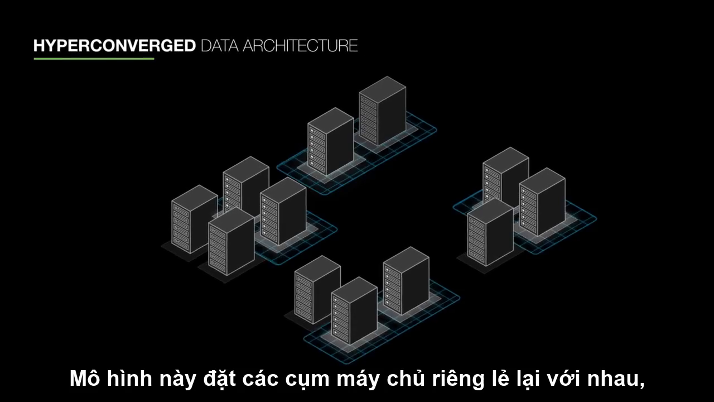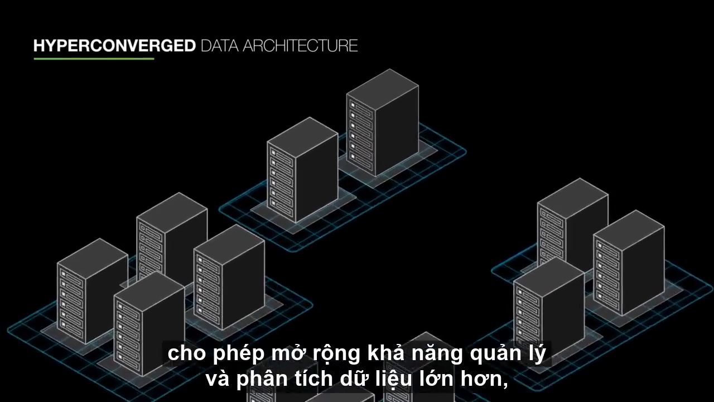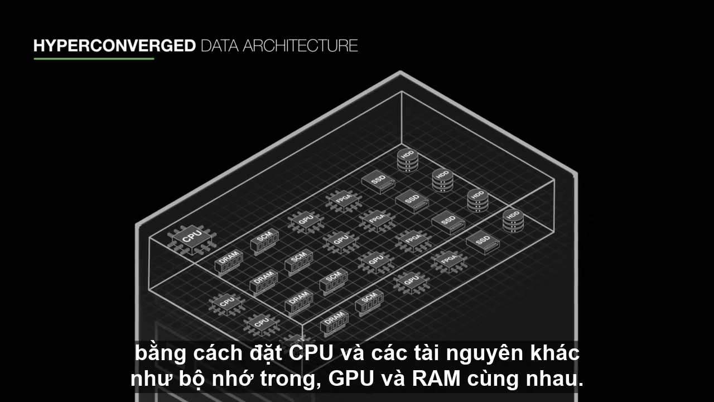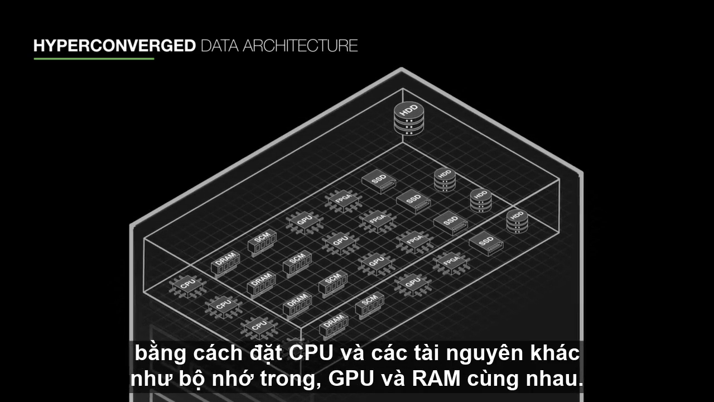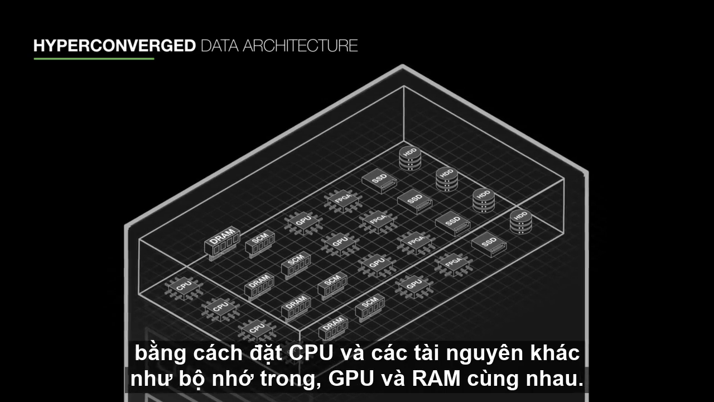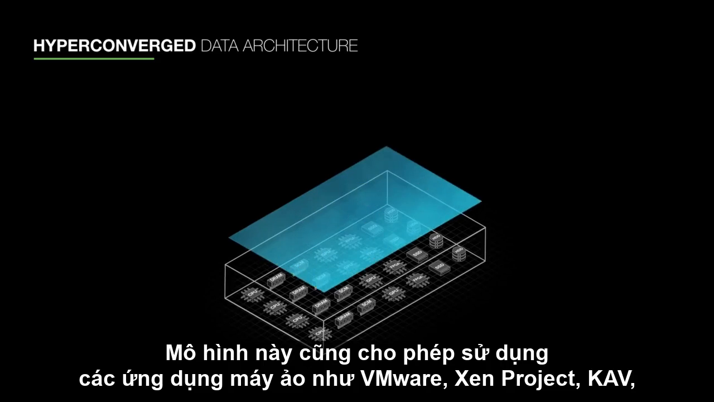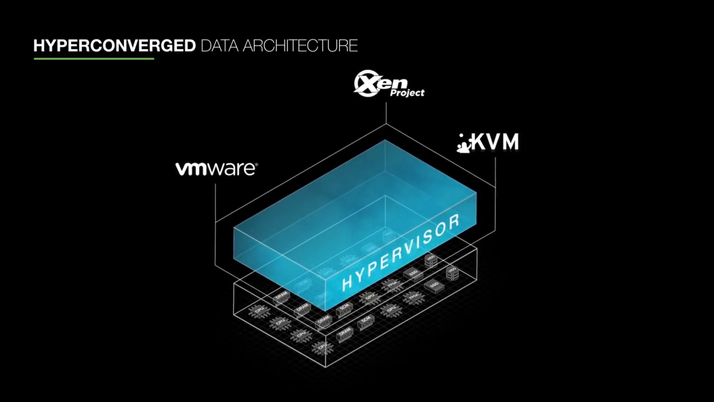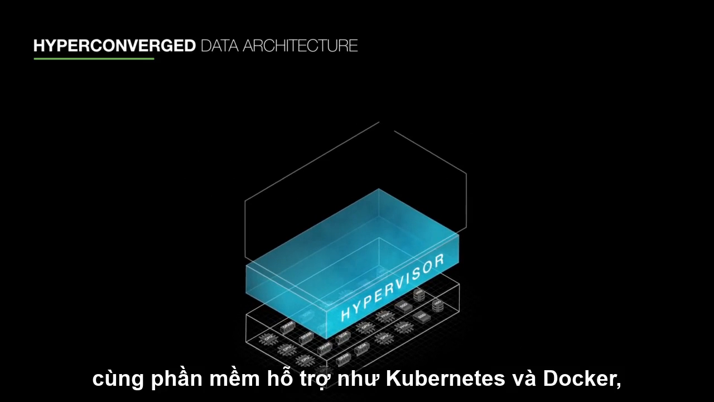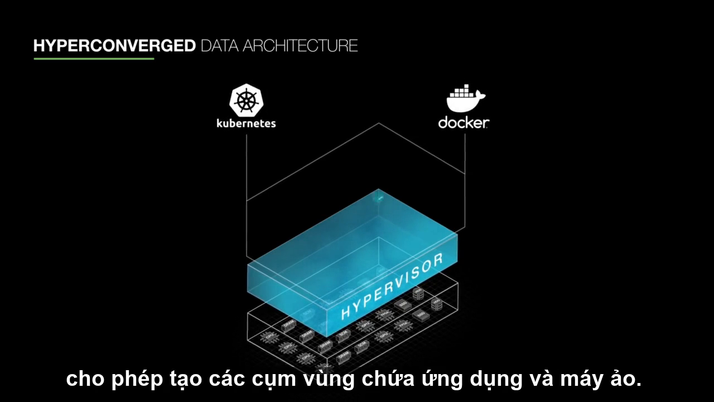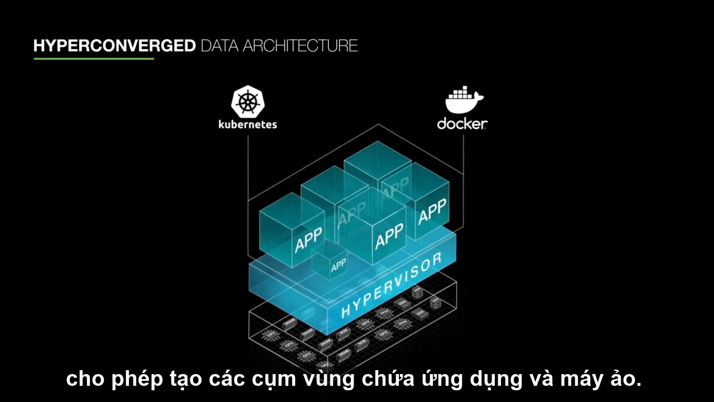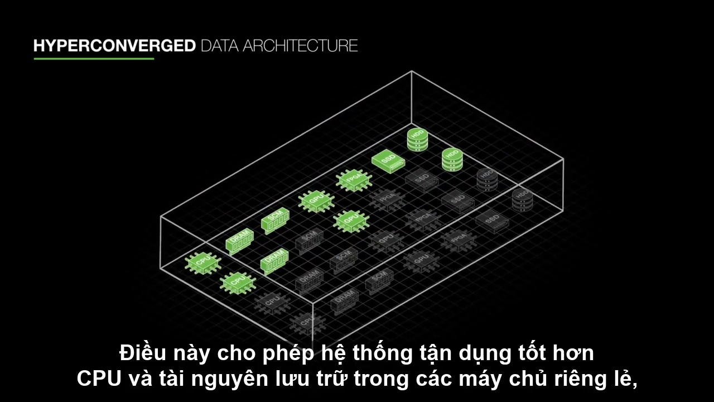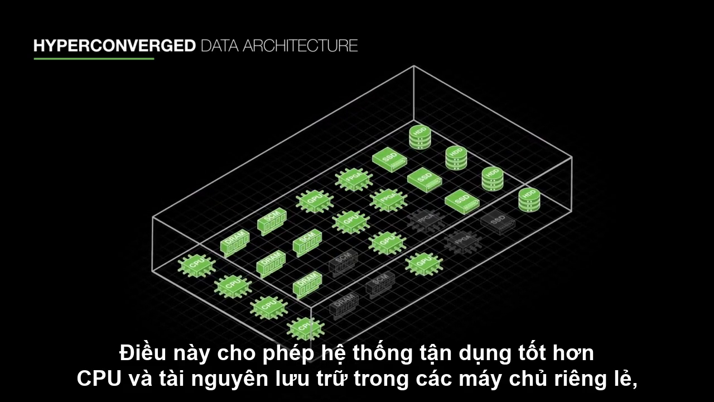To address this, many data centers have adopted the hyper-converged data architecture model. This model places clusters of commodity servers together, enabling each instance the ability to manage and analyze larger data sets by placing the CPU and other resources, like storage, GPU, and memory, together. This model also enables the use of hypervisors like VMware, Xen, KVM, and container orchestration software like Kubernetes and Docker, allowing for the creation of container clusters and virtual machines. This provides increased provisioning of CPU and storage resources within the individual server nodes.